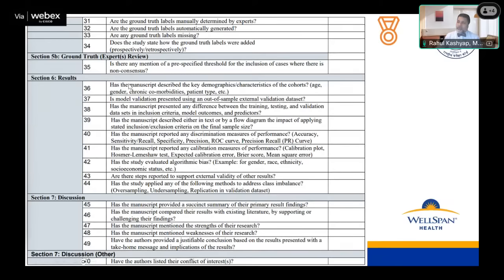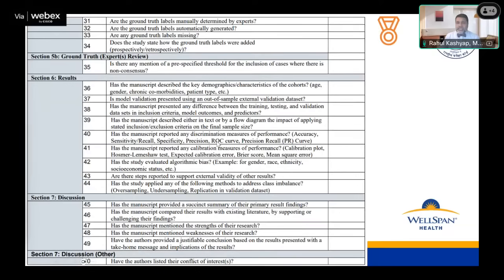And then it goes through the typical points of results and discussion. I'll not go into that detail. You can read it and there'll be a link available to you as well, where they have described these key demographics and listed these things and then reported their discrimination values and performance values as well. They provide the discussion as a primary result and compare the results, strengths and weaknesses and so forth. And ultimately, they have listed their conflict of interest, whether they got any funding or are part of any company and things like that.